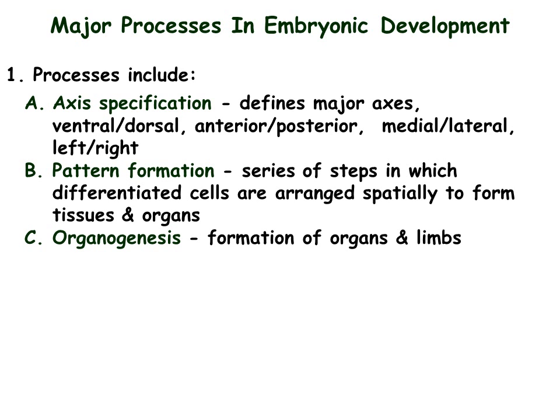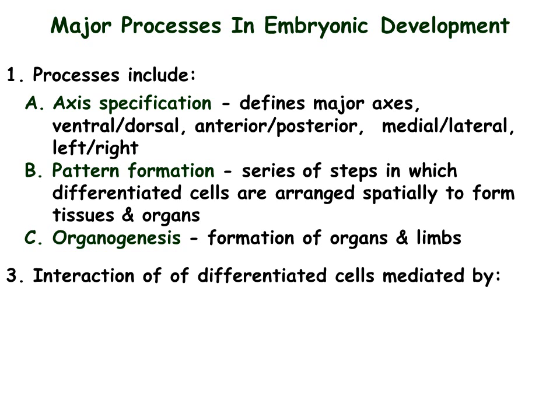You've got to define what's ventral, what's dorsal, what's anterior, posterior, medial, lateral, left, and right. Then you've got to have the right pattern formation. These are the steps in which the cells are arranged, and they've got to be the right cells in the right tissues and organs. And then you've got to form, of course, the organs and the limbs. So that's organogenesis.